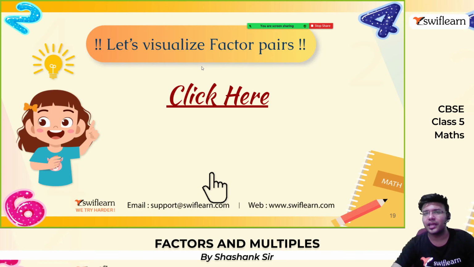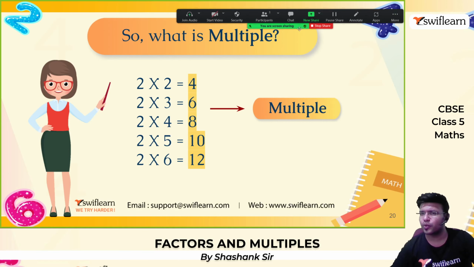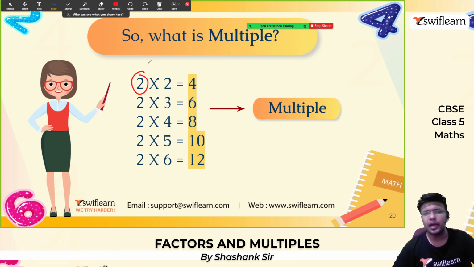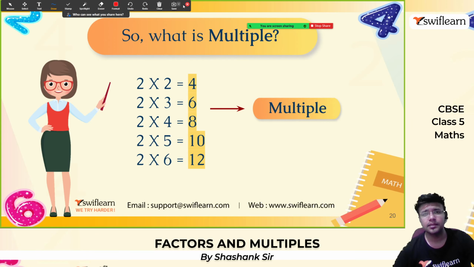Okay, so yes. Now what is a multiple? Suppose you have a number 2. You multiply 2 with any whole number, and whatever numbers you get, those are known as multiples. 2 times 2 is 4, 2 times 6 is 12. So these numbers are called multiples.